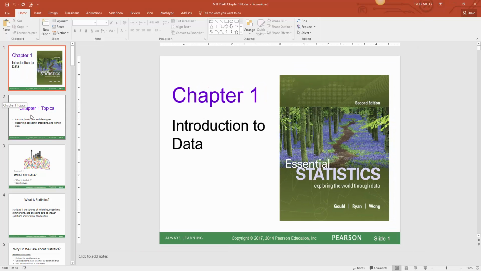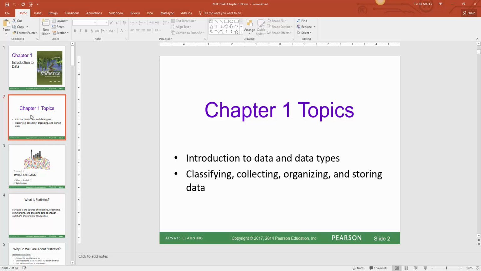So it's chapter 1 topics. Things we'll look at: introduction to data and data types. Also classifying, collecting, organizing, and storing data. So just some key concepts in relation to data.